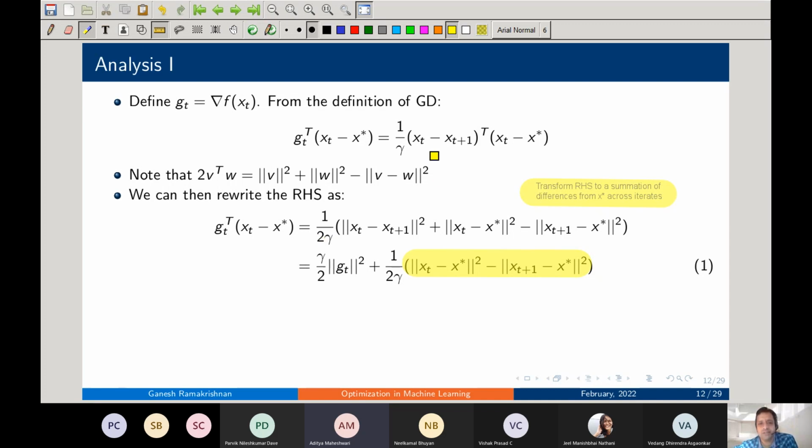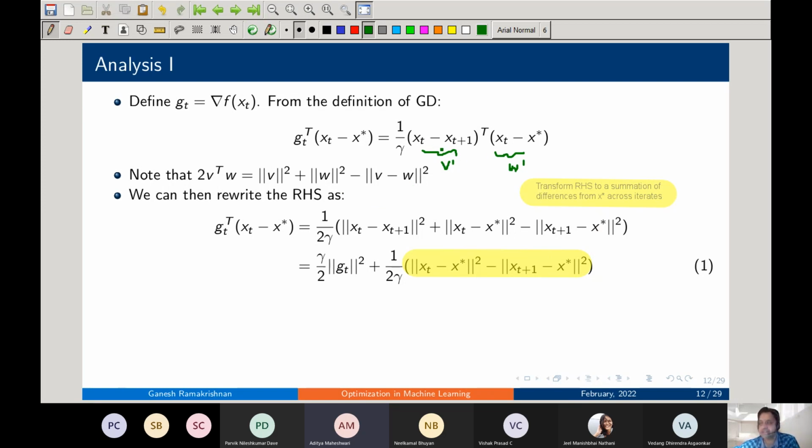So what we have done is xt. I mean, we have done the same thing: xt minus xt plus 1 square plus xt minus x star square minus xt plus 1 minus x star square. That's the right hand side. You can do the same thing here. So if you want, you can again have a v prime and w prime here. Use this exact equality here.